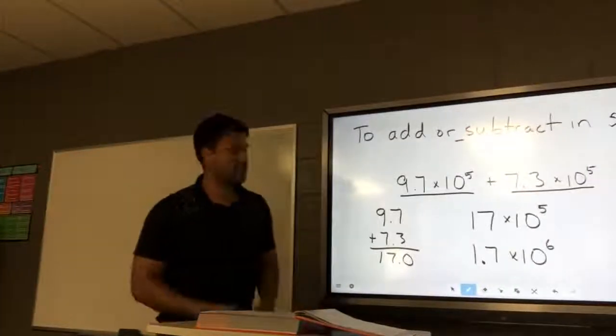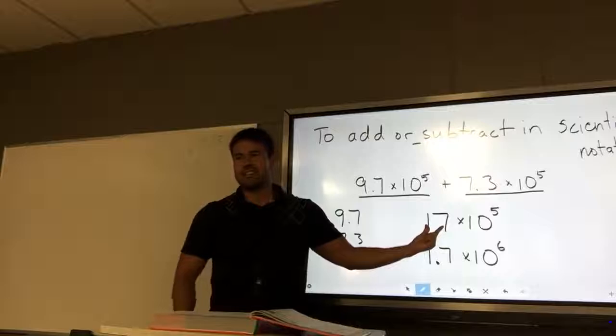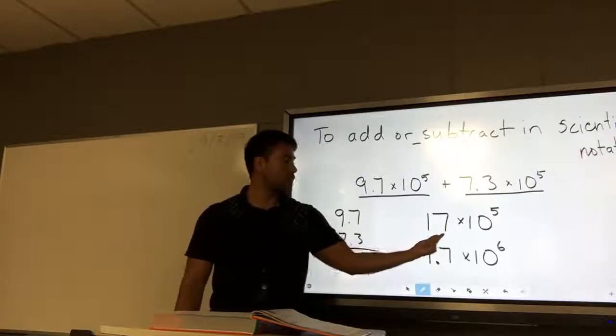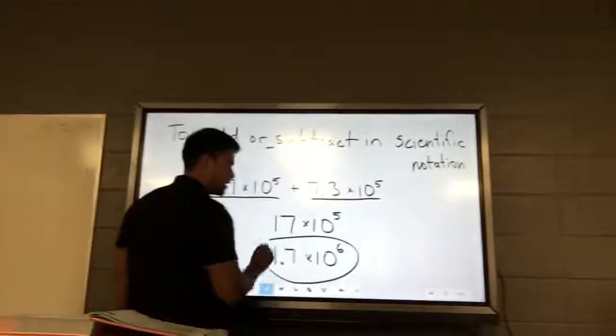Well, you're making 17 smaller. So then when you multiply, it has to get bigger again. Okay, that's good. I would just say, is this number bigger than 1? Yeah. So you do move the decimal point once, and since it was a big number, you go up 1. So 1.7 times 10 to the 6th.